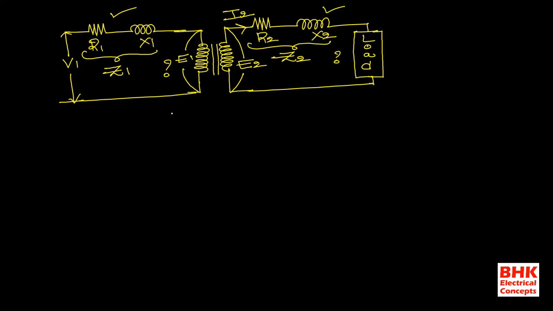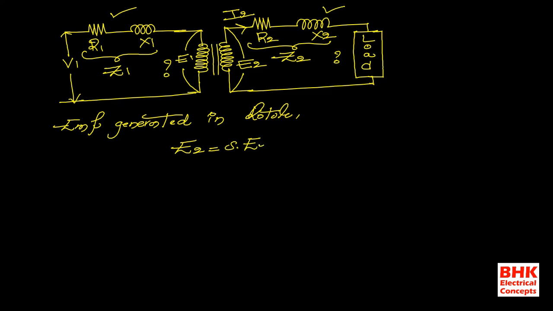Now here, first I am going to talk about the EMF generated in the rotor. So the first thing is EMF generated in rotor. What is that EMF generated in rotor? E2. And you know that we are talking about the running condition. Under running condition, E2 is the frequency component, so instead of E2 we need to consider S into E2. Okay, so this is the first point.